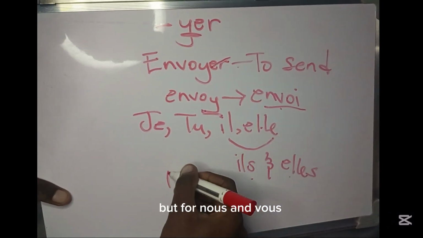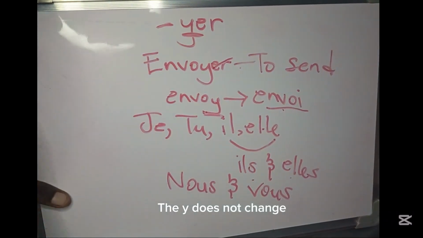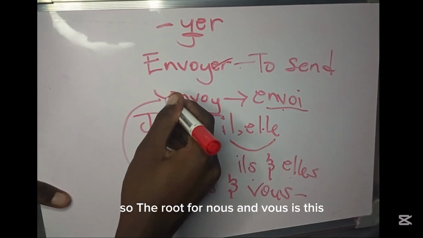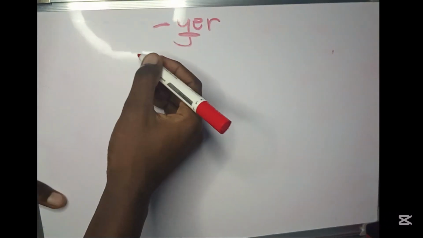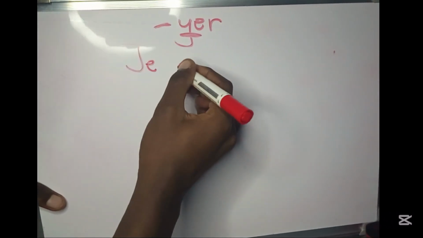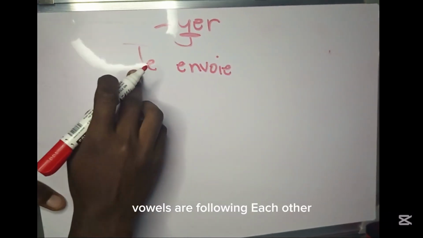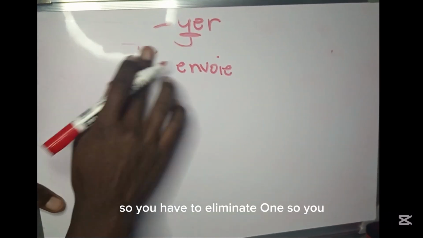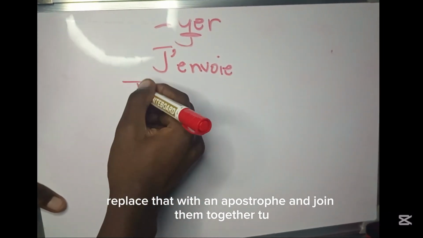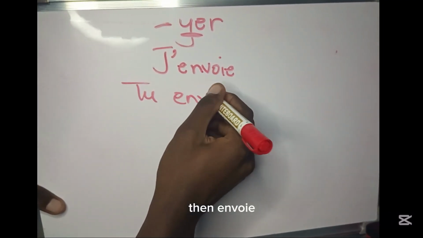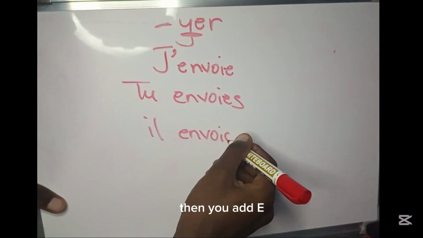But for nous and vous, they use this. The Y does not change. So the root for nous and vous is this, and this is the root for je, tu, il, and elle. So je, and then the stem, which is that, and then you add E. But two vowels are following each other, so you have to eliminate one. So you replace that with an apostrophe and join them together. Tu, and then envoie, and then you add S. Il, envoie, and then you add E.